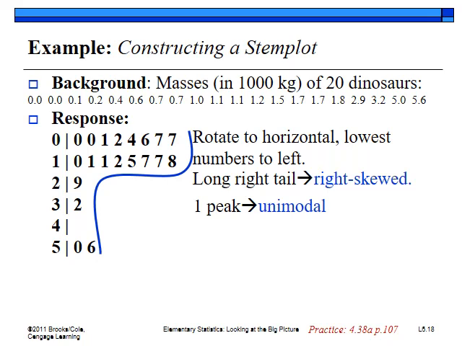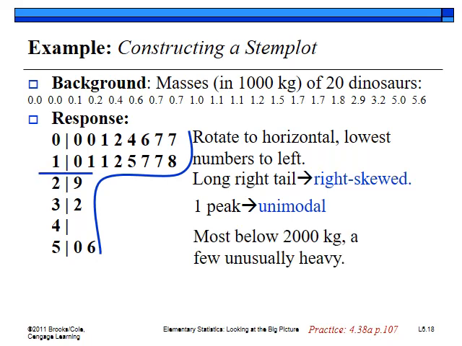We also notice by looking at our curve that there is one peak, so we would call this distribution unimodal. Most of the data points are below 2,000 kilograms, and there are a few that are far away from the rest. Those would be outliers.